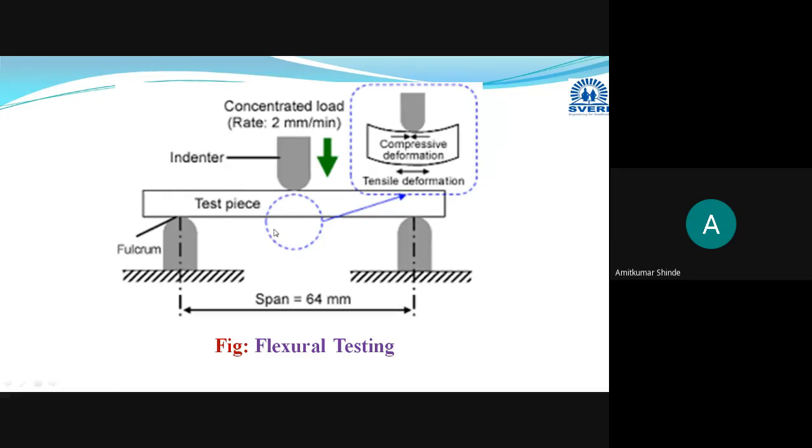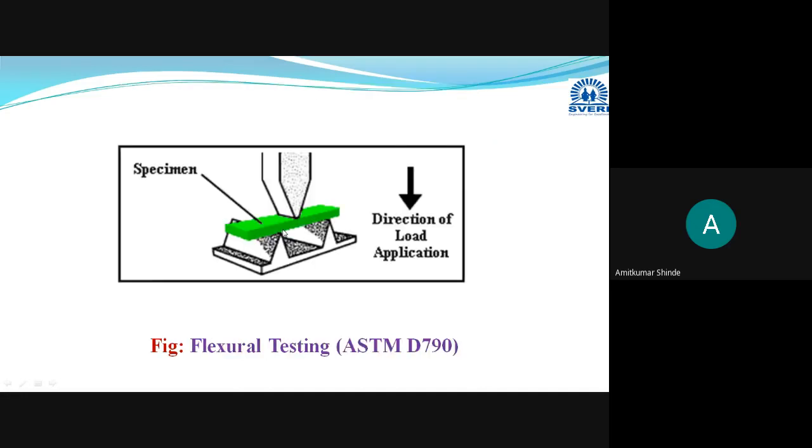the flexural strength. In this way we are determining the flexural strength by conducting the flexural testing on that plastic material. And the standard used for conducting this flexural testing is the ASTM D790 standard. Here we are using this standard.